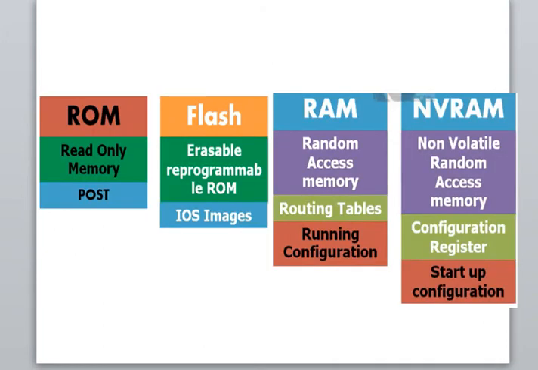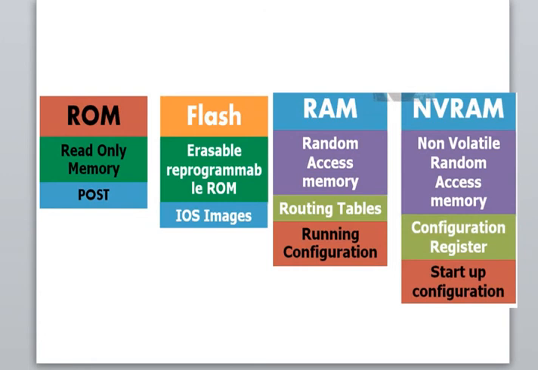Let's study in detail how the components work. ROM, read-only memory, is the same as the BIOS in a computer, and POST, power-on self-test, happens. Flash memory is erasable, reprogrammable ROM. The IOS image is saved in flash. You can remove it or upgrade it if enough memory is there. RAM, random access memory, holds the present configuration, the running configuration. You also have the routing table in RAM.